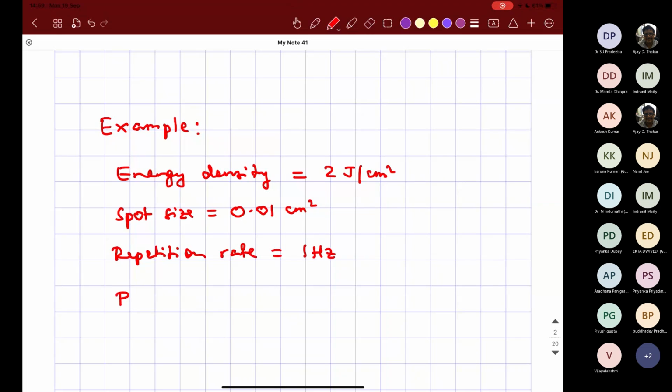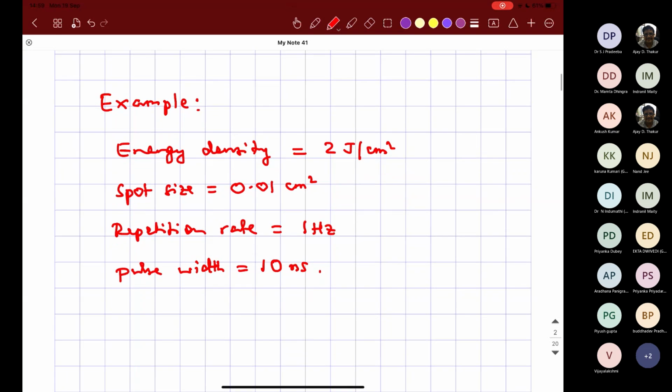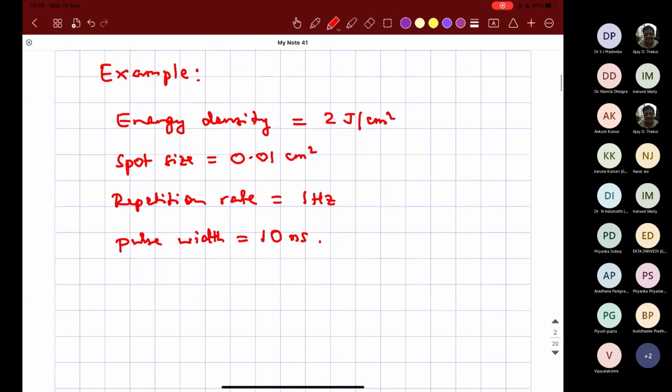And we know that the pulse width is somewhere between 6 to 10 nanosecond. Let us imagine the largest pulse width. In fact, it could be much smaller than this. So suppose the pulse width is 10 nanoseconds. So basically, if the energy density is 2 joule per centimeter square and the spot size is 0.01 centimeter square, consider the amount of energy deposited per spot in 1 second.